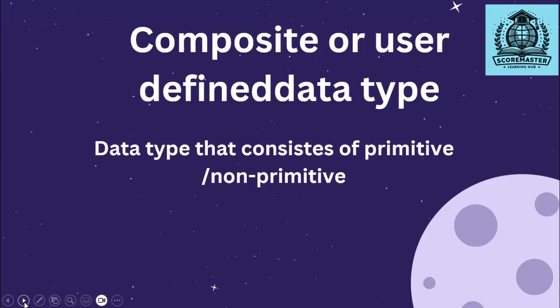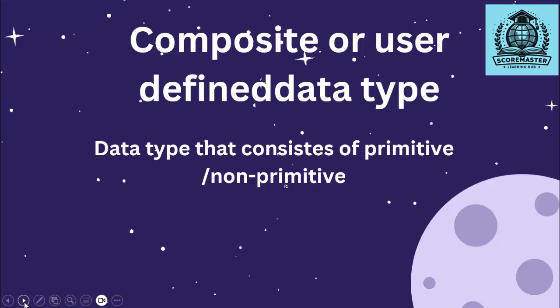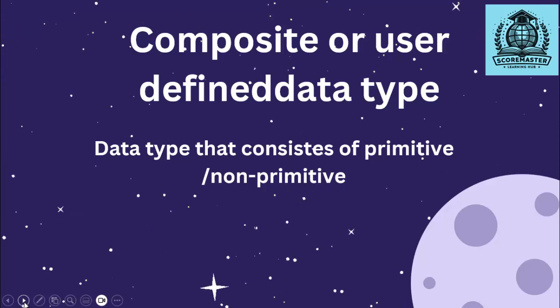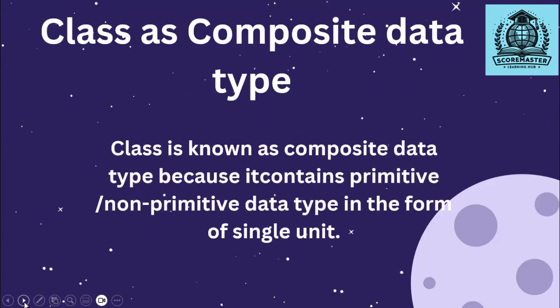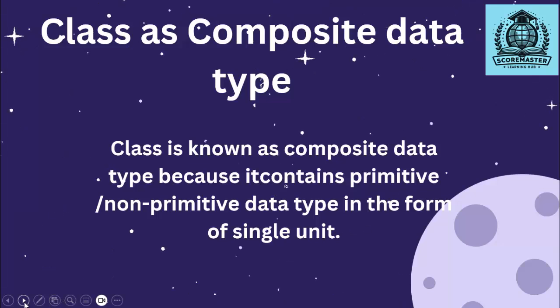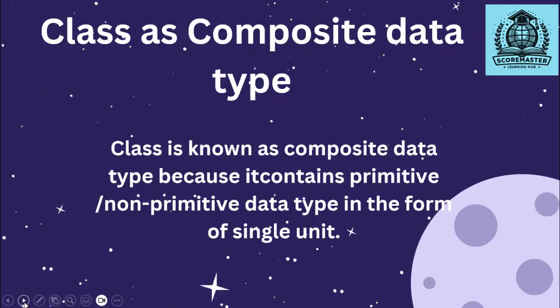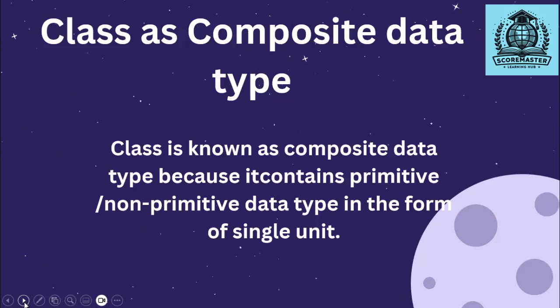Now coming on to the next topic, the composite data type. The composite data type is otherwise called the user-defined data type. A data type that consists of primitive and or non-primitive data types, we call a composite data type. That is, we are creating user-defined data using these. So a class is known as a composite data type because it contains primitive and non-primitive data types in the form of a single unit.